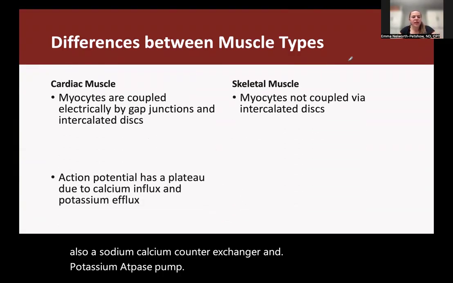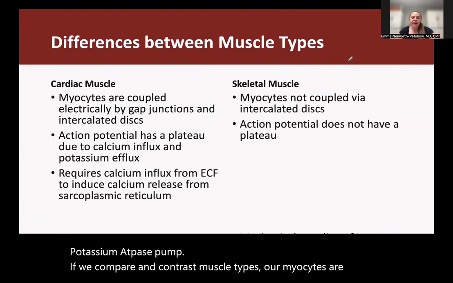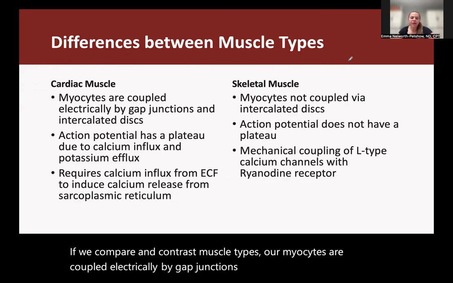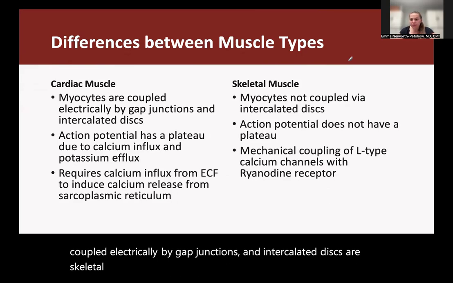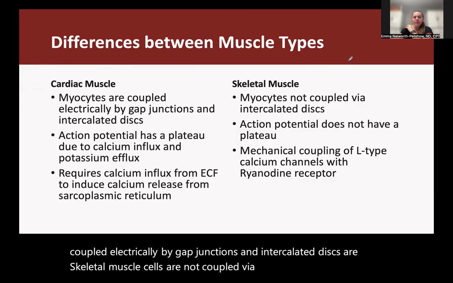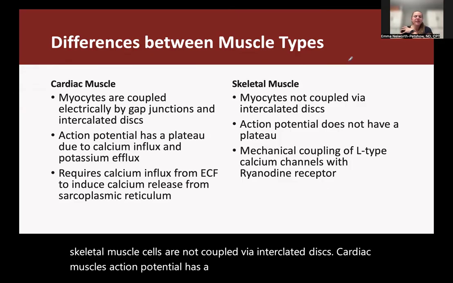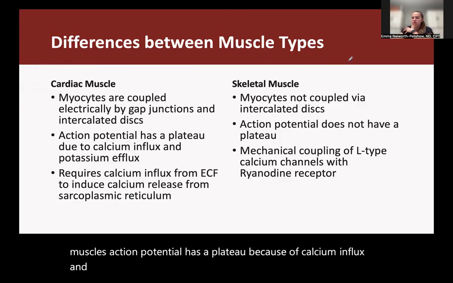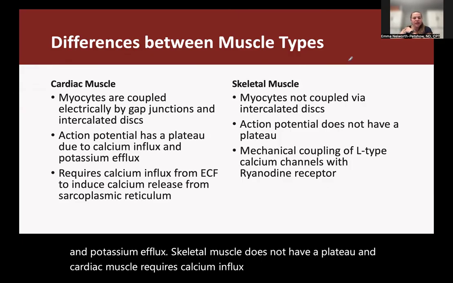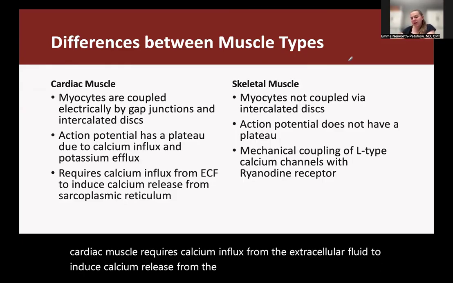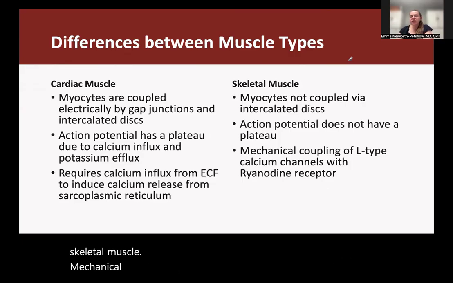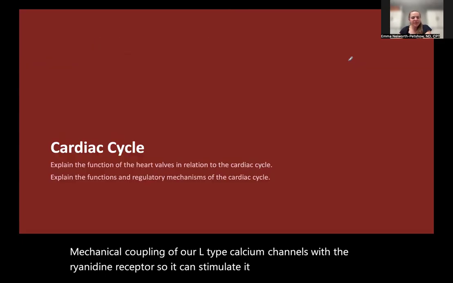If we compare and contrast muscle types, our myocytes are coupled electrically by gap junctions and intercalated discs. Our skeletal muscle cells are not coupled via intercalated discs. Cardiac muscle's action potential has a plateau because of calcium influx and potassium efflux. Skeletal muscle does not have a plateau. And cardiac muscle requires calcium influx from the extracellular fluid to induce calcium release from the sarcoplasmic reticulum, versus skeletal muscle has mechanical coupling of our L-type calcium channels with the ryanodine receptor, so it can stimulate it a bit easier. We'll stop here. When we come back, we're going to look at the cardiac cycle.